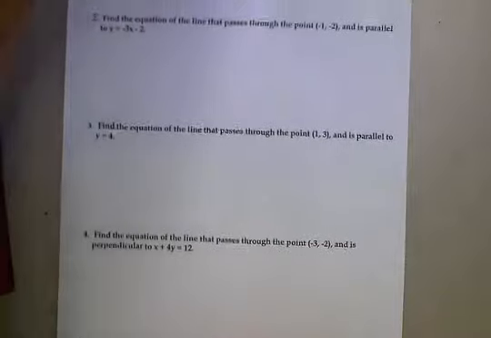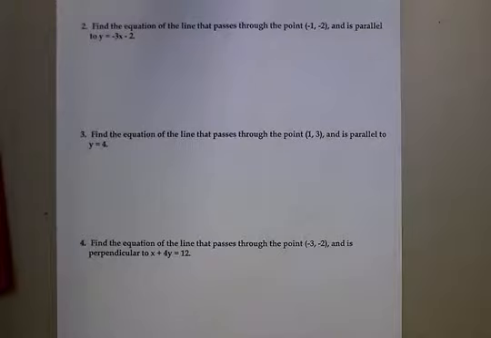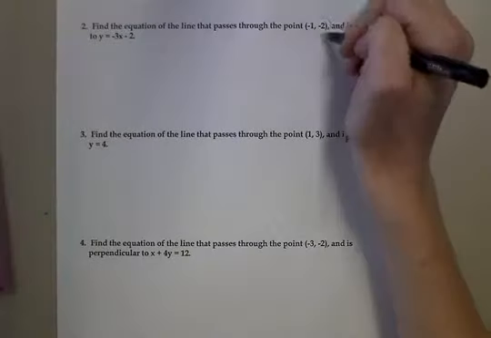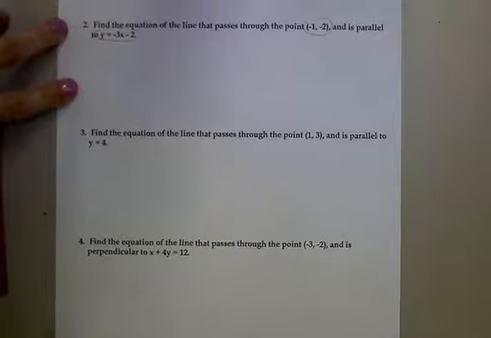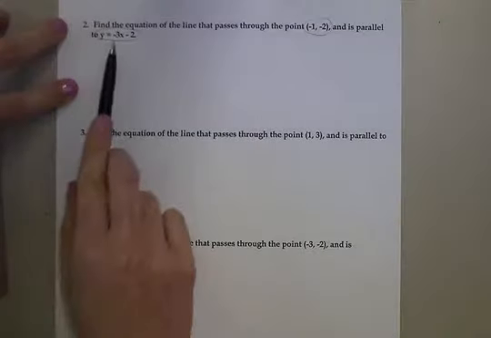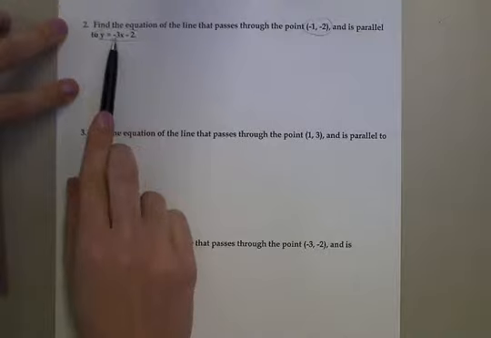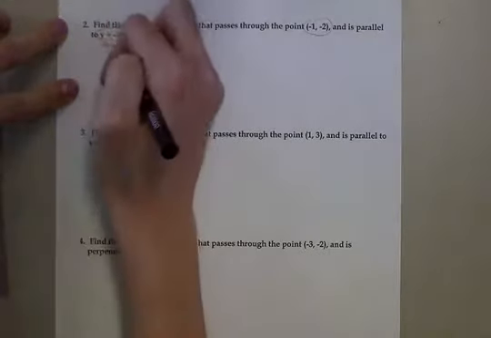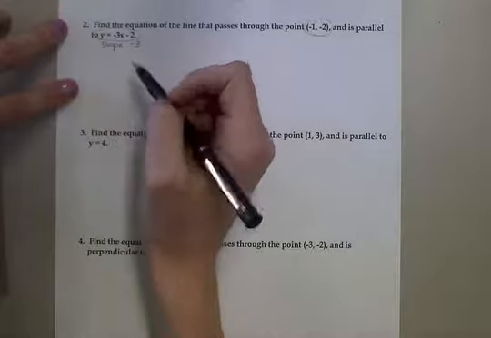Okay, what they're asking us to do is find an equation of a line passing through this given point, -1, -2, and we want it parallel to this equation. Remember, parallel lines have the same slopes. So, if we want a line that's parallel to this one, we want the same slope as this one. This given equation is already written in slope-intercept form. So the slope of the given equation is -3. Since we want a parallel line, we want the slope of the new line to also be -3.